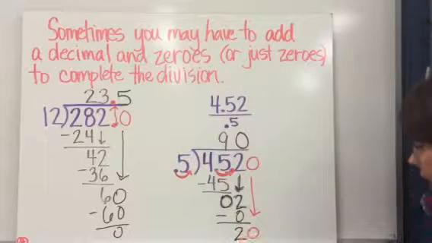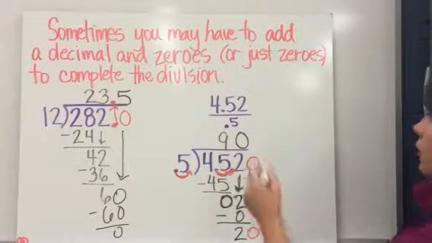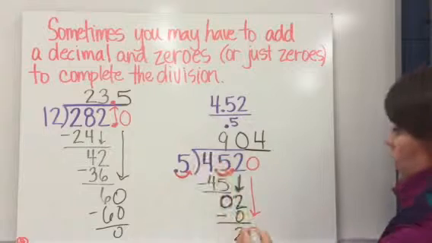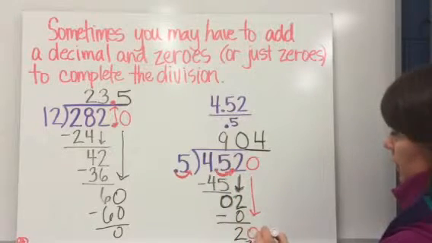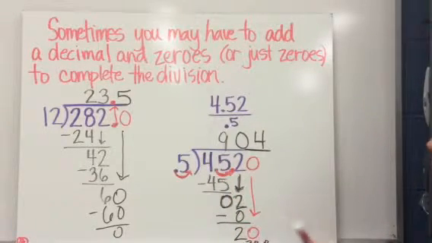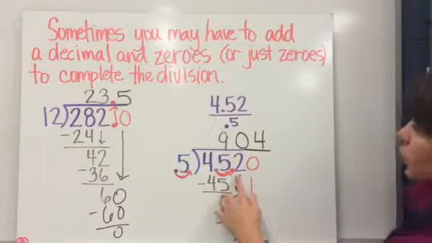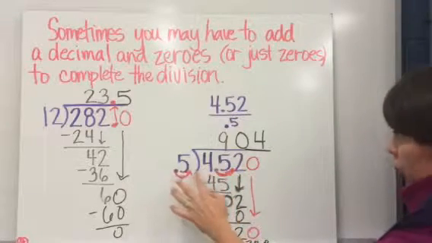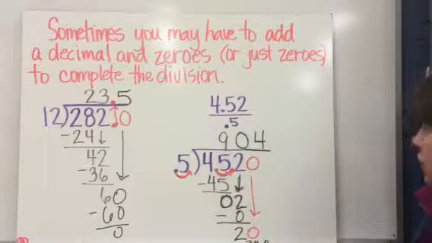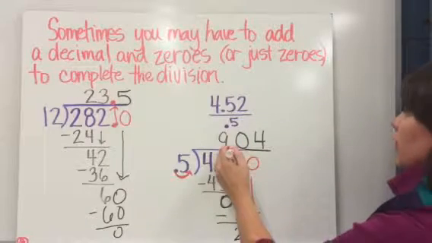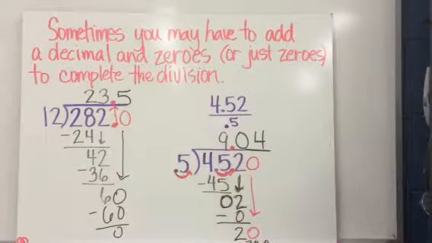5 goes into 20 4 times, and so I put my 4 up here. 5 times 4 is 20. I'm running out of room down here, but 20 minus 20 is 0, so I know I'm good down here. And then I'm going to bring my decimal, my new decimal, which I moved, straight up into the quotient. So I get 9 and 4/100.